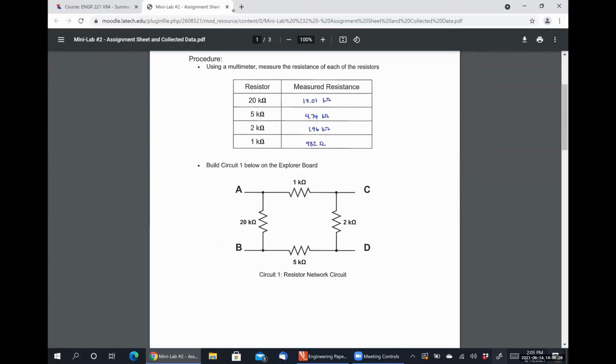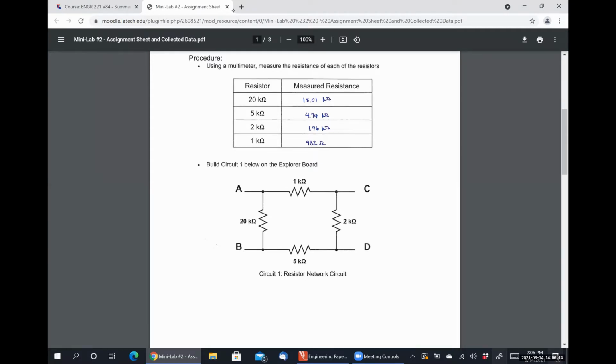Because we have two different paths to go from node A to node B. We can go straight down through the 20K, or we can go around the outside loop through those three resistors in series. Similarly, the resistance between terminals A and D would be 20 in series with 5, in parallel with 1 in series with 2, et cetera, et cetera. So you just use the measured resistance values and then use that to determine the resistance between the different terminals.